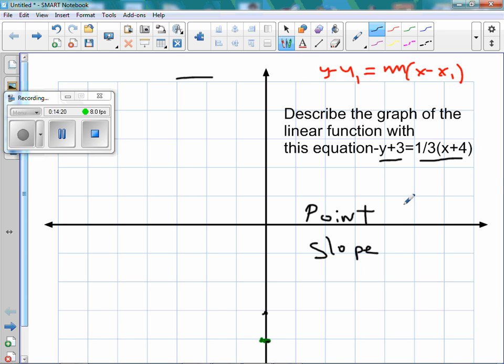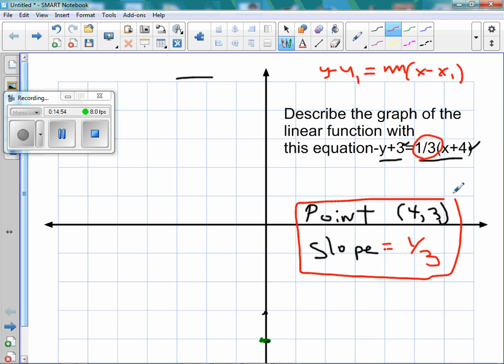So the point is what? 4, 3, because this was the x and that was the y. Okay, what about the slope? We know where the slope is. The slope is right here. So the slope is 1/3. So describe the graph of the linear function with this equation: the graph crosses the point 4, 3, and it has a slope of +1/3. Be sure and study your notes and do well on the tests.